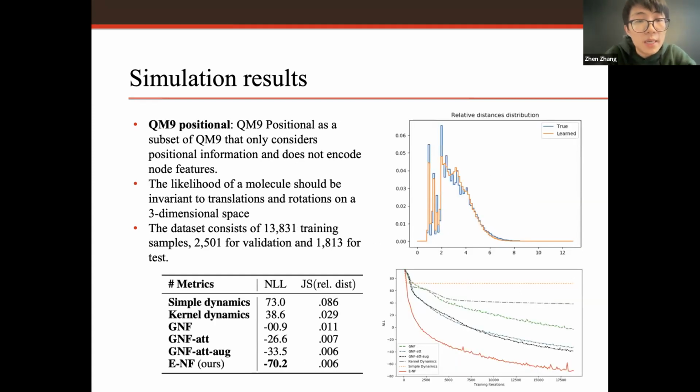And they also show the simulation results on the QM9 positional dataset, which is a subset of QM9 that only considers positional information and does not encode node features. Basically, you only want to generate the position of the particles. You don't want to generate other chemical properties. So this is an easier task. And it turns out that we can do this in a good way, in the sense that when you compare the relative distance distribution between their generated data and the true distribution, you can see it matches pretty well. They also report the negative log likelihood and the JS relative distance with the existing methods, where they also claim that they can do better than the existing methods.